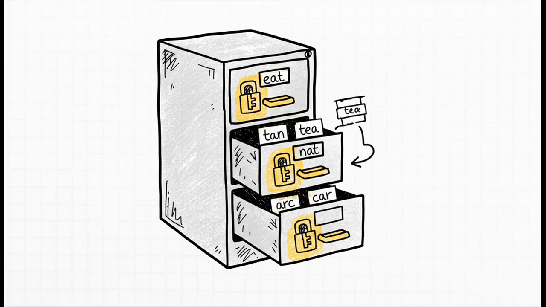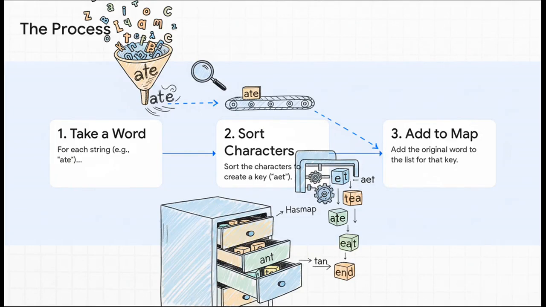Now, to pull this off efficiently, we're going to use a data structure called a HashMap. The easiest way to think about it is like a digital filing cabinet. Each drawer has a unique label, that's our sorted fingerprint, and inside each drawer, we're going to keep a list of all the original words that match it. So here's how the process works, step by step. We loop through our big list of words. For each word we find, let's say ate, we generate its sorted key, which is AET. Then we go to our HashMap, find the drawer labeled AET, and we just toss the original word, ate, into the list inside. We just keep doing that for every single word.